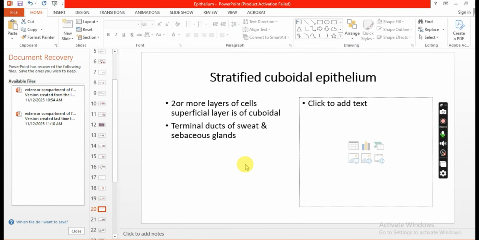Stratified cuboidal epithelium, again the lower layer can be of cuboidal cells or columnar cells, but indeed the top layer is made of cuboidal cells. The terminal ducts of the sweat or sebaceous glands are the ones which we usually consider as stratified cuboidal epithelium.